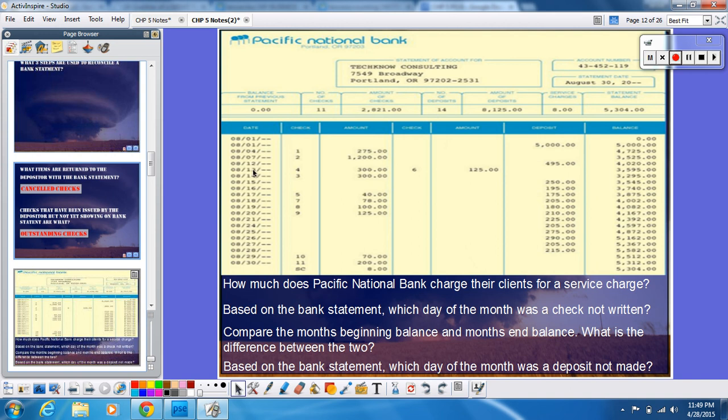Now you'll notice here on 8/13, there was a check number 4 for $300. But look, there's a second check. So on this date, there were two checks. And check number 6, for $125.